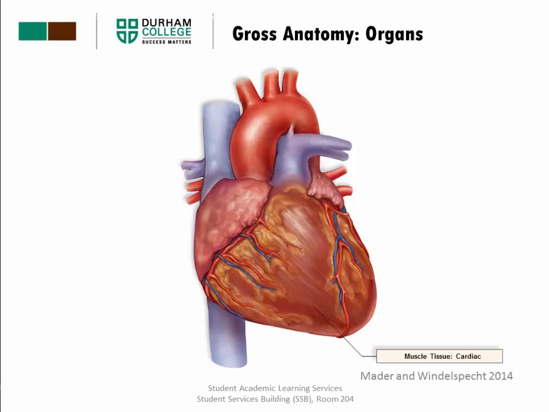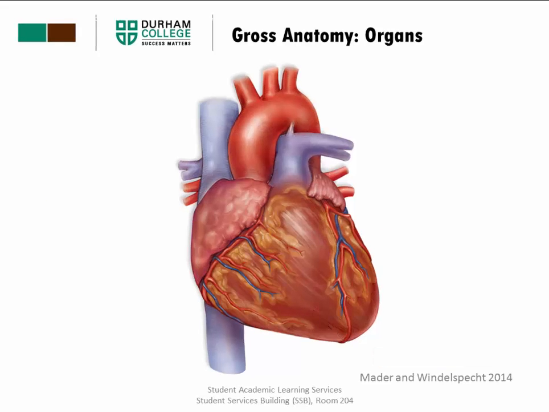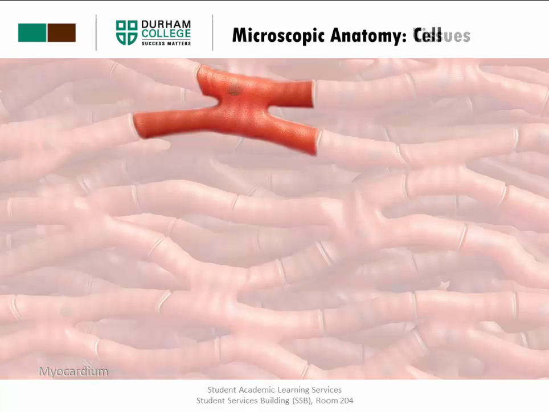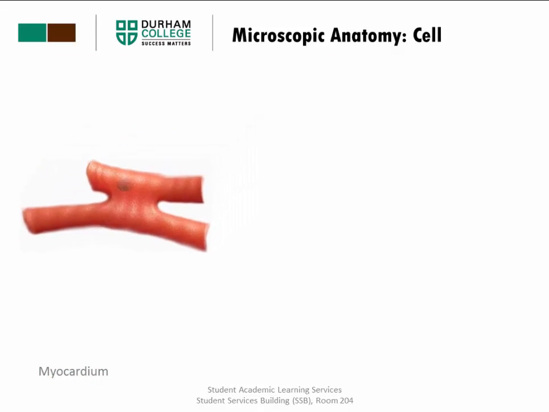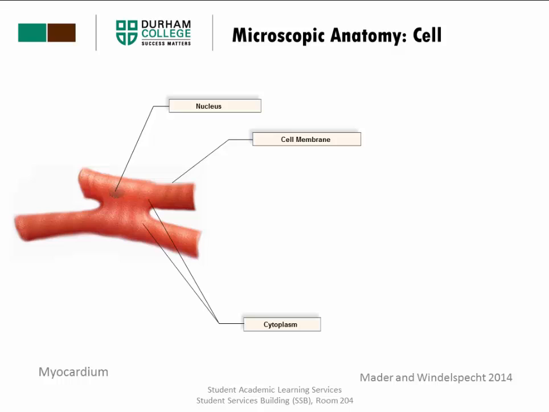Let's look a little bit closer at just one of these tissues, the cardiac muscle tissue. Zooming in, we can see that this tissue is made up of the same kind of cell, muscle cells. They might not look identical, but they all have generally the same structure and function. Looking at just one individual cell, we can see that each cell has a nucleus, cell membrane, and cytoplasm within it.